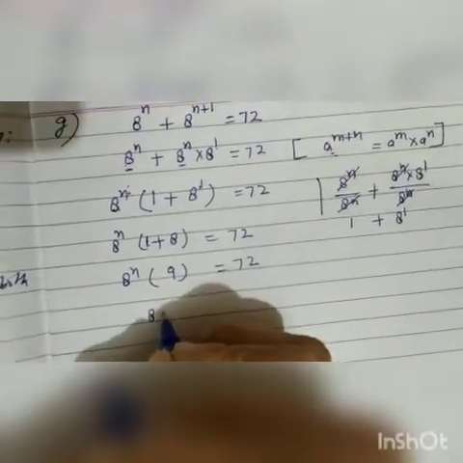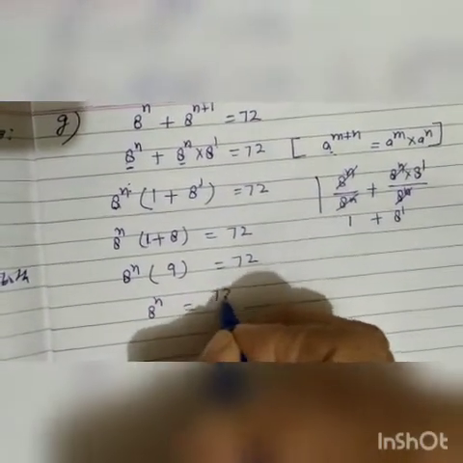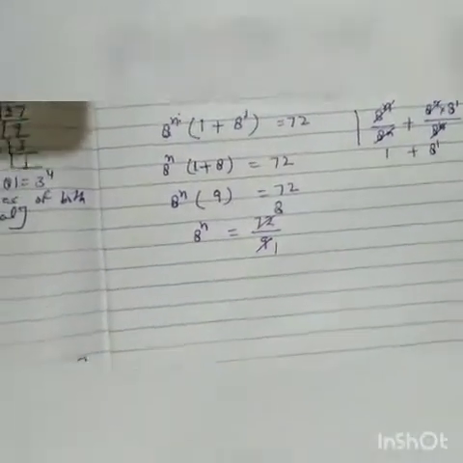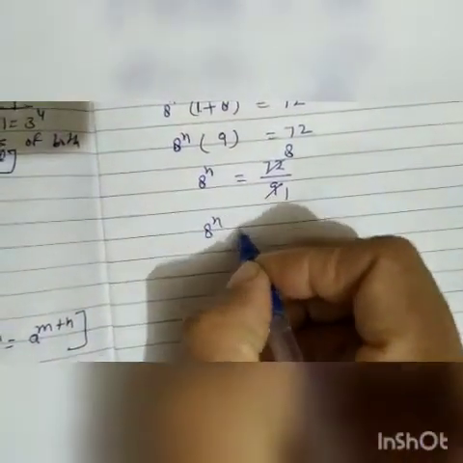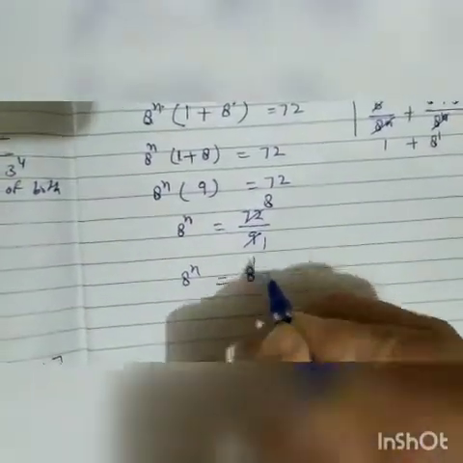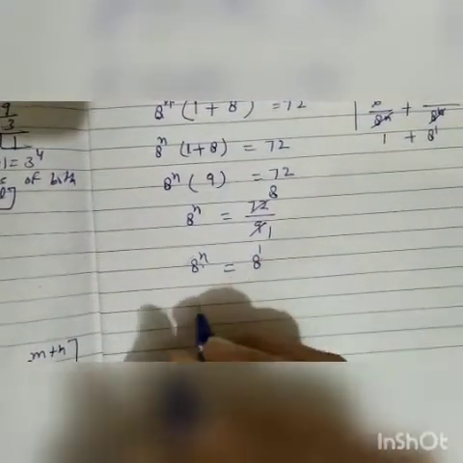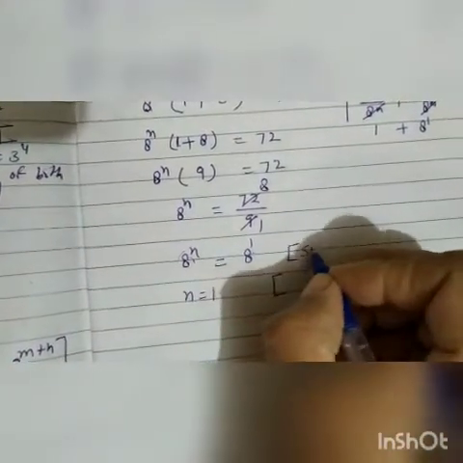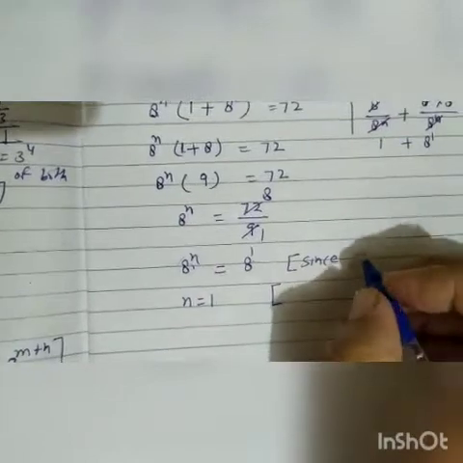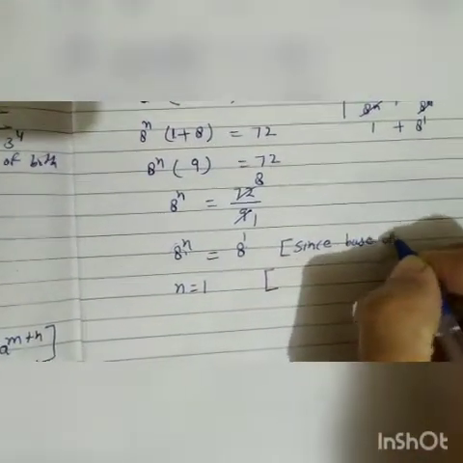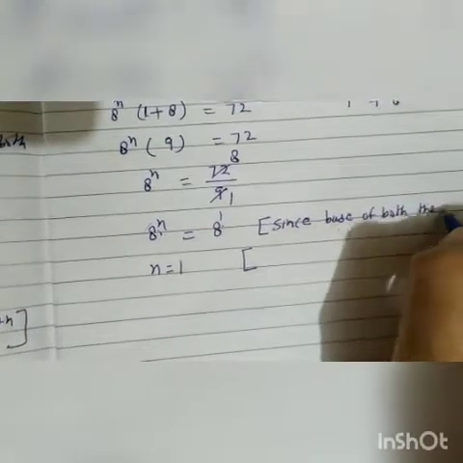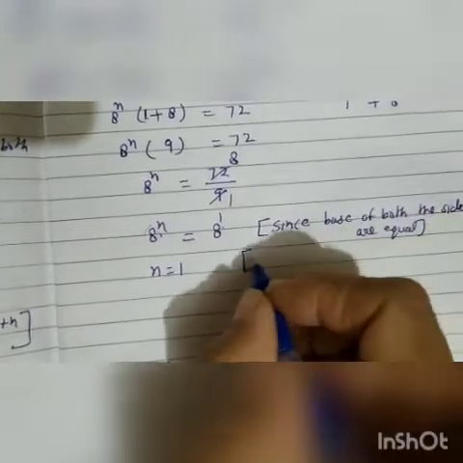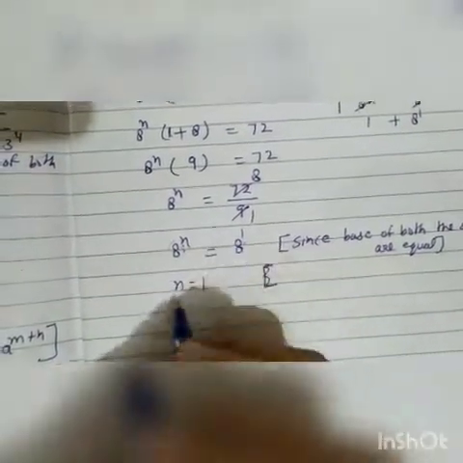Now this 8 power n is equal to 72 upon this 9. 9 1 is 9, 9 8 is 72. So 8 power n is equal to this 8. 8 means 8 power 1. Again both the bases are the same, so n is equal to 1. Since bases of both the sides are equal, n is equal to 1.